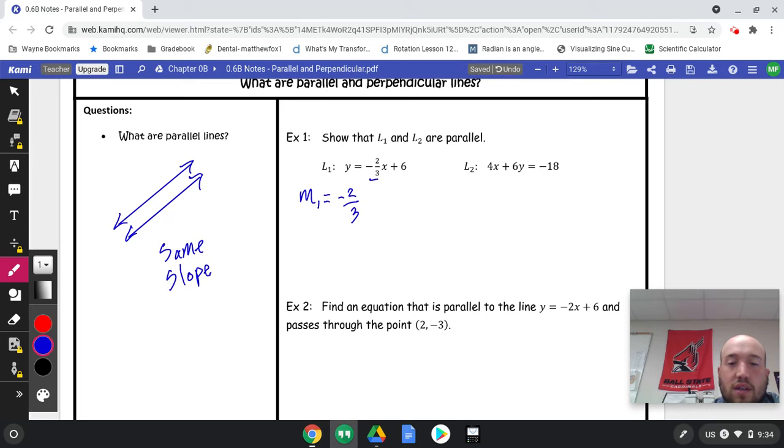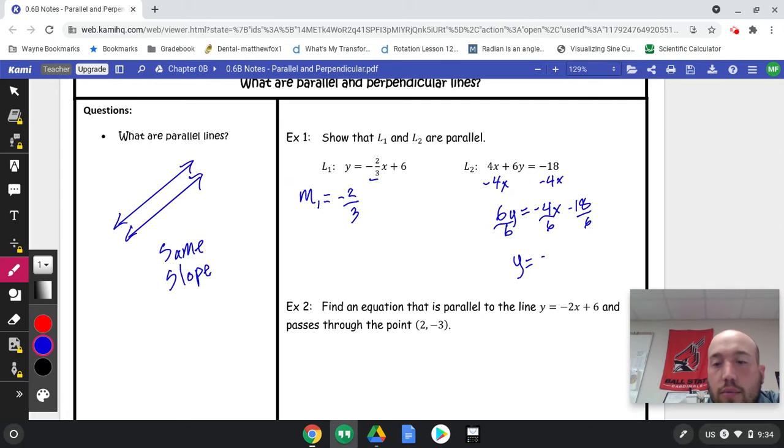And to check this, the easiest way, in my opinion, is just to get it into slope-intercept form as line 1 was. So to do this, we'll subtract 4x minus 4x. That'll give us 6y equals negative 4x minus 18. Divide everything by 6, each part. So it'll be negative 2/3 x minus 3, which, as you can see, the slope of 2 is negative 2/3. They are the same, so yes, it is parallel.